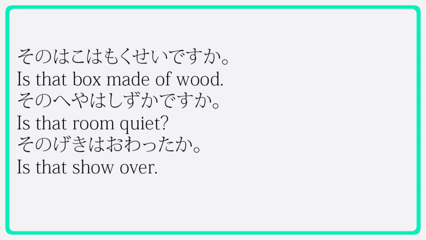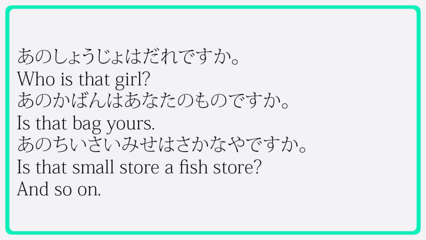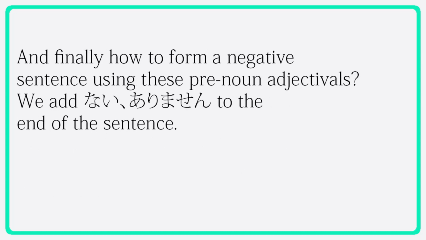Ano shoujo wa dare desu ka? Who is that girl? Ano kaban wa anata no mono desu ka? Is that bag yours? Ano chisai mise wa sakanaya desu ka? Is that small store a fish store? And so on. And finally, how to form a negative sentence using these pre-noun adjectivals.